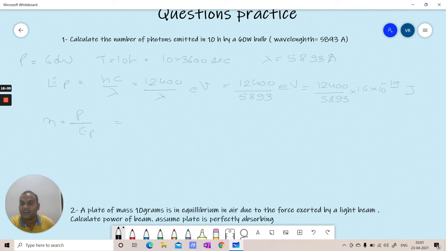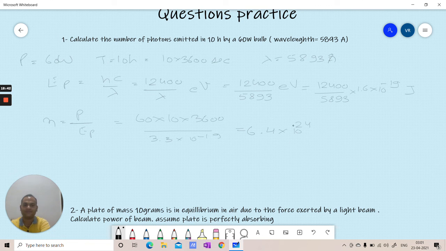Power will be, for 10 hours, 60 into 10 into 3600, divided by the energy of one photon. Energy of one photon comes out to be, from this, 3.3 into 10 raised to the power minus 19. And this gives us the number of photons as 6.4 into 10 raised to the power 24. So the number of photons in 10 hours emitted by this 60 watt bulb will be 6.4 into 10 raised to the power 24 photons. That many photons.